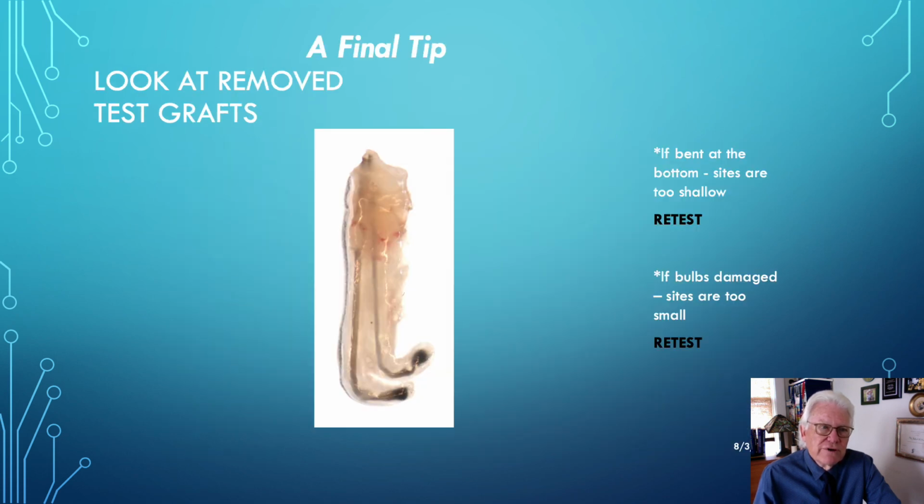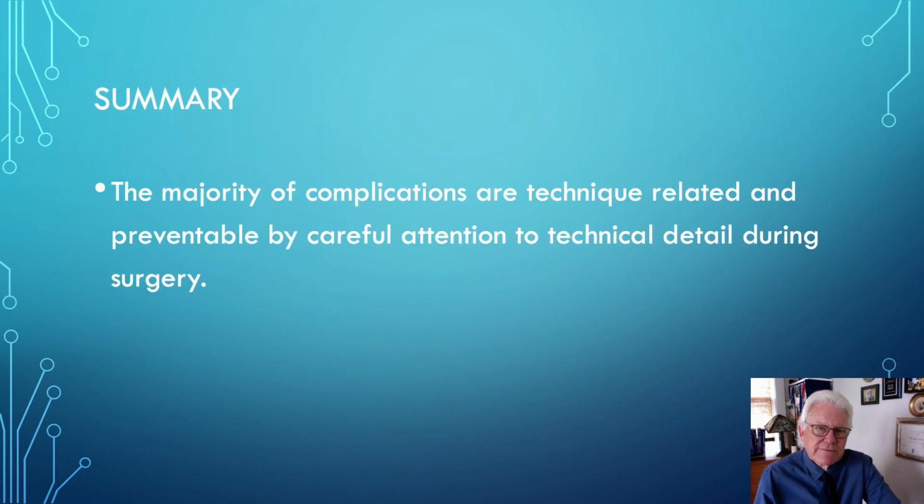You should remove your test grafts and look at them. If you see hooked at the bottom, this means that the grafts are being forced into the sites, and the sites are not really deep enough, so you need to adjust and retest. Look also if there's any damage to the bulbs, such as crushes or fractures. This would indicate that the placement is traumatic, and the site should be adjusted or the method of placement adjusted in order to minimize this.